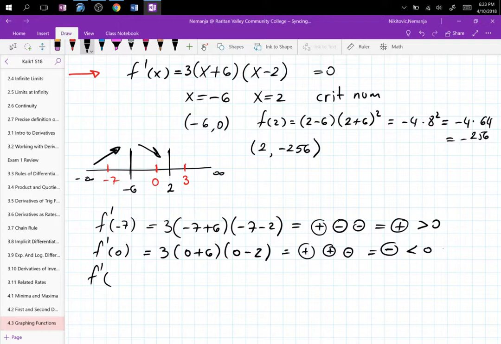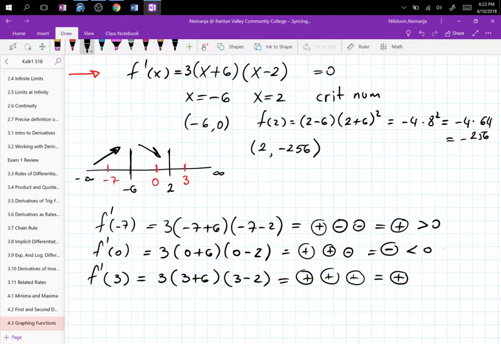And f prime at 3 is 3 times 3 plus 6 times 3 minus 2, and this is positive times positive times positive. When you multiply 3 positive numbers, you get positive. So it's increase. So what do we get for free? At negative 6 we have a max, and at 2 we have a min. Yay!